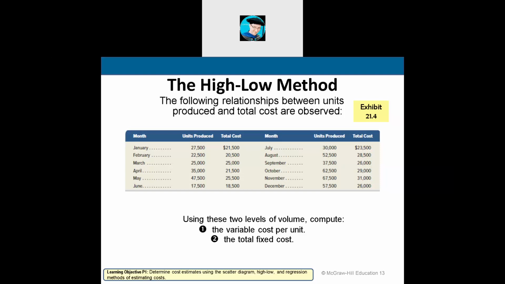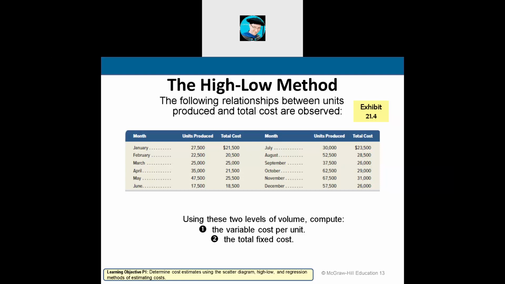Now, high-low. What high-low simply means is there was a high point in the year and a low point in the year for both the number of units produced and the total cost. As you would suspect, there is a correlation between the total cost and the number of units produced. The higher the number of units produced, the higher the total cost is probably going to be. The opposite is also true. Lower number of units produced, lower total cost.